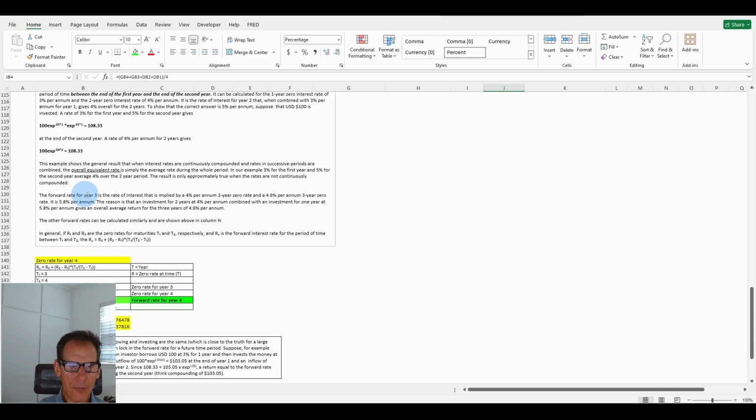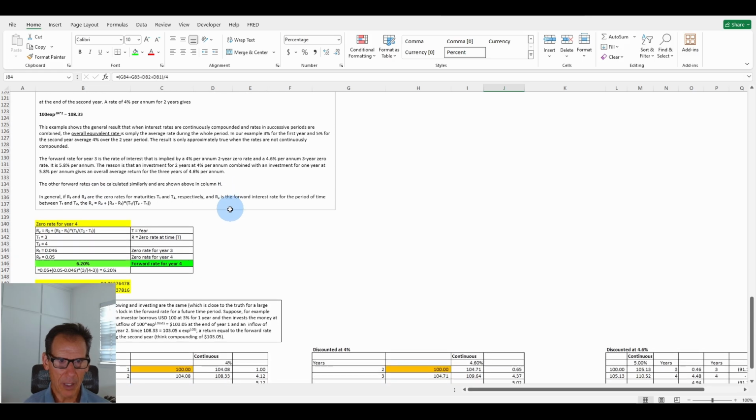The forward rate for year 3 is the rate of interest that is implied by a 4% per annum 2 year zero rate and a 4.6% per annum 3 year zero rate. It is 5.8% per annum. The reason is that an investment for 2 years at 4% per annum combined with an investment for 1 year at 5.8% per annum gives an overall average 3 year rate of 4.6% per annum. The other forward rates can be calculated similarly and are shown above in column H.